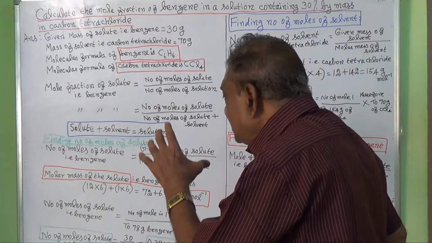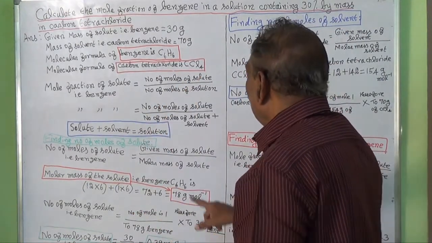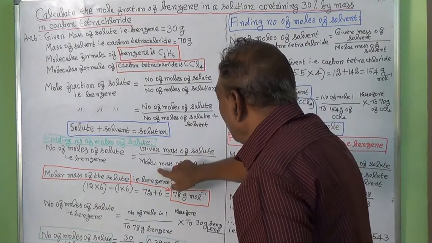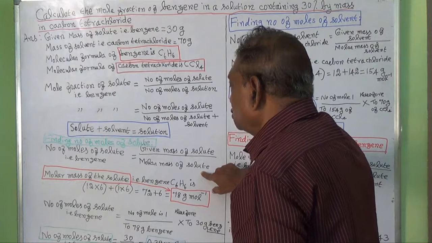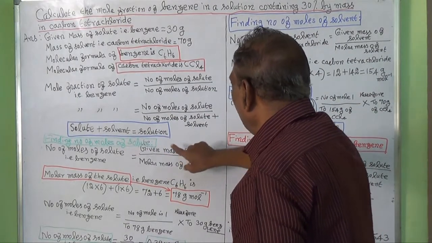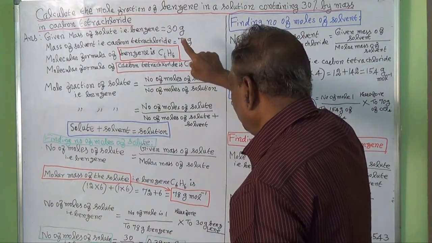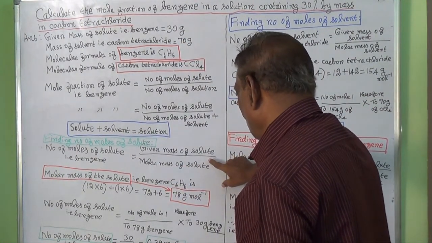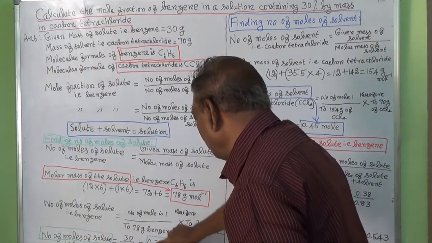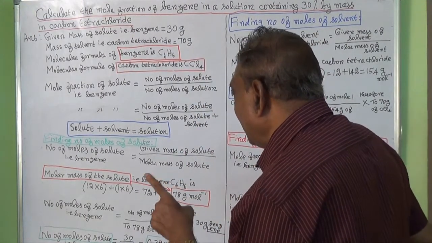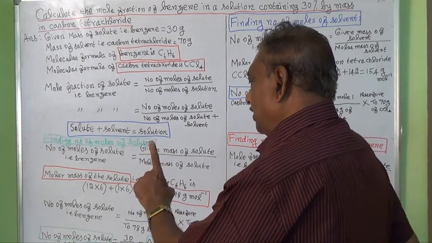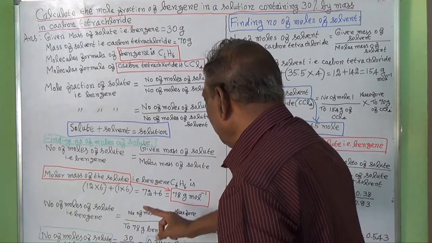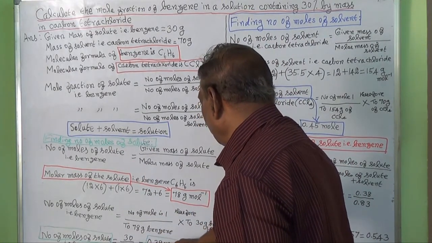Now in our hands we have the mass of the solute, and we have also determined the molar mass of the solute. So if we substitute the given mass of the solute, that is 30 gram, and the determined molar mass of the solute, that is 78 gram, we can find the number of moles of the solute, that is benzene C6H6. 30 by 78 equal to 0.38 mole.